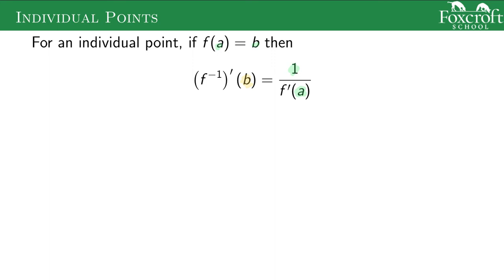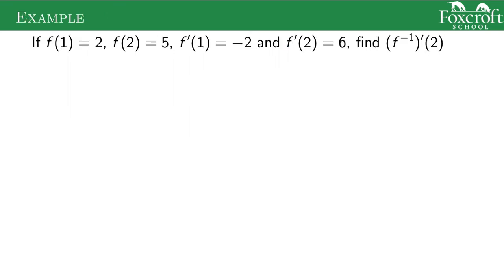All right, so this is a very common question that you'll see on the AP exam, is they'll kind of give you this information and ask you to find f inverse prime of 2. All right, so we're trying to find the slope of the tangent line of the derivative, sorry, not the derivative, the inverse at 2. So we're finding the slope of the tangent line of the inverse at 2.